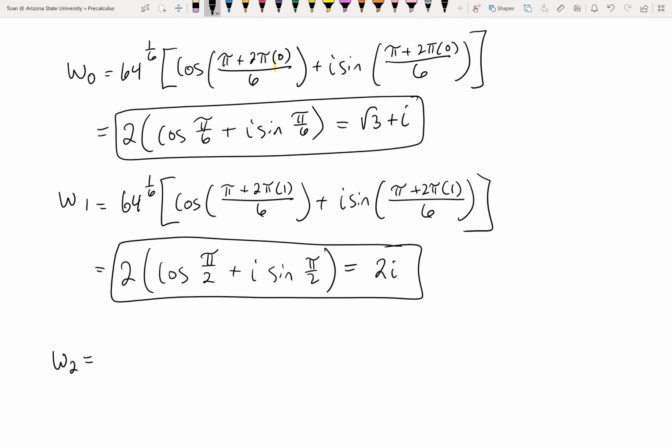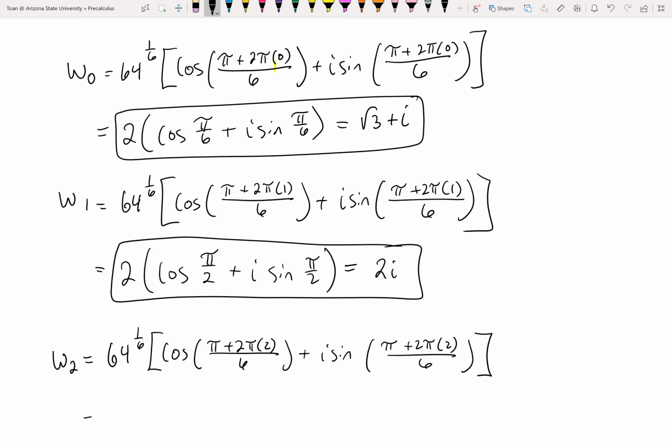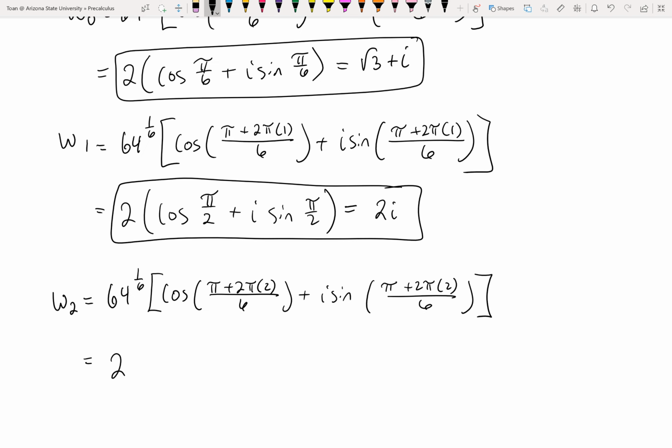So w sub 2 is 64 to the 1/6 power. Change all the k's into 2. Cosine of pi plus 2 pi times 2 over 6, plus i sine of pi plus 2 pi times 2 over 6. So that's going to give you a 2. Cosine of 5 pi over 6 plus i sine 5 pi over 6, which, if you were to evaluate it, is negative radical 3 plus i, I think. Yeah.